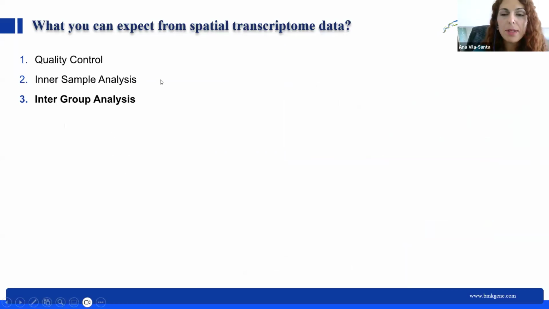After this inner sample analysis, we go to the intergroup analysis. And this may be useful when we have projects that, for example, compare two conditions. It could be a condition where the sample is not treated with the drug and the other one is treated, or it can compare different developmental stages, just two examples.